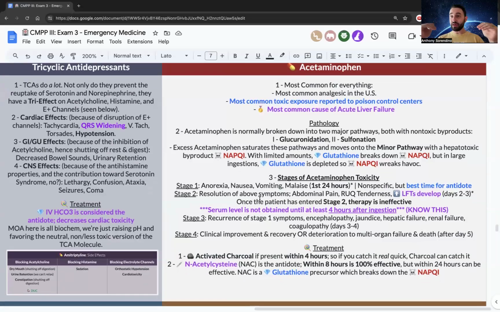However, excess acetaminophen in an ingestion is going to saturate those pathways and it activates a minor pathway. This minor pathway has a hepatotoxic product called, I call it NAPQI because QI is like a Qi charger, a wireless charger. So NAPQI. Now with limited amounts, glutathione comes in, breaks down NAPQI. However, we're overflowing this minor pathway, or honestly, I think just stimulating it a little bit. Glutathione is going to be depleted very quickly, and NAPQI is going to wreak havoc.